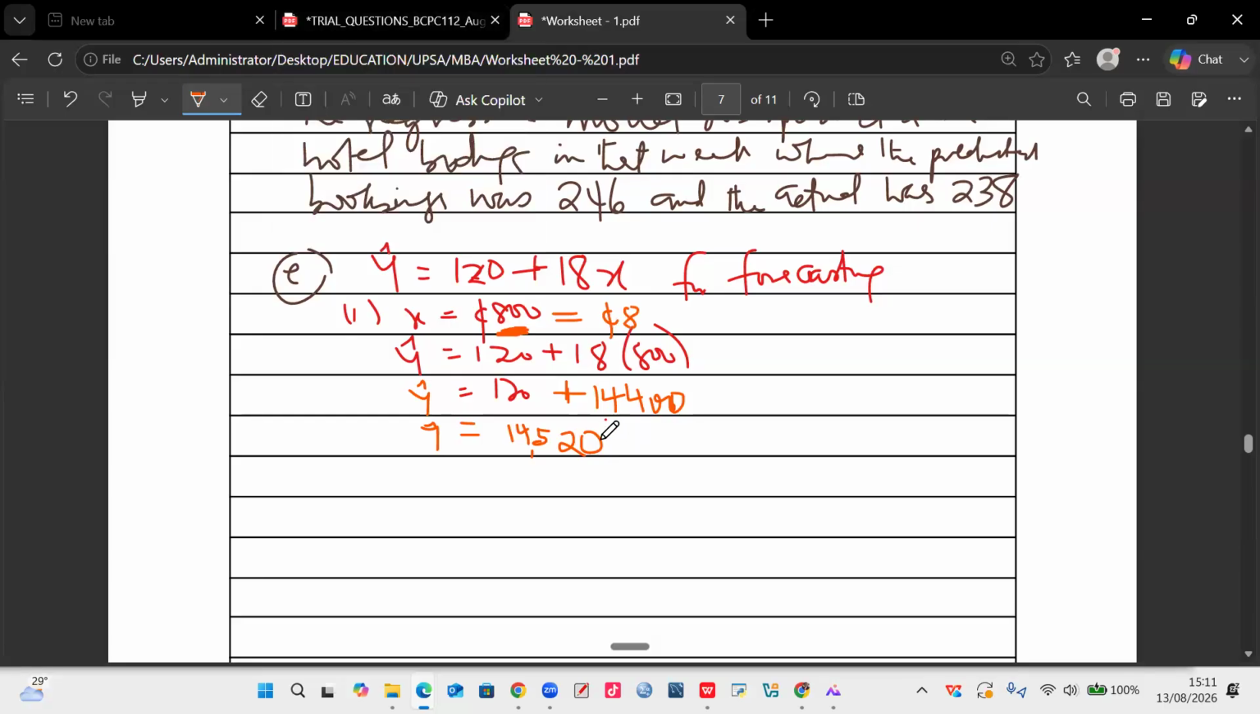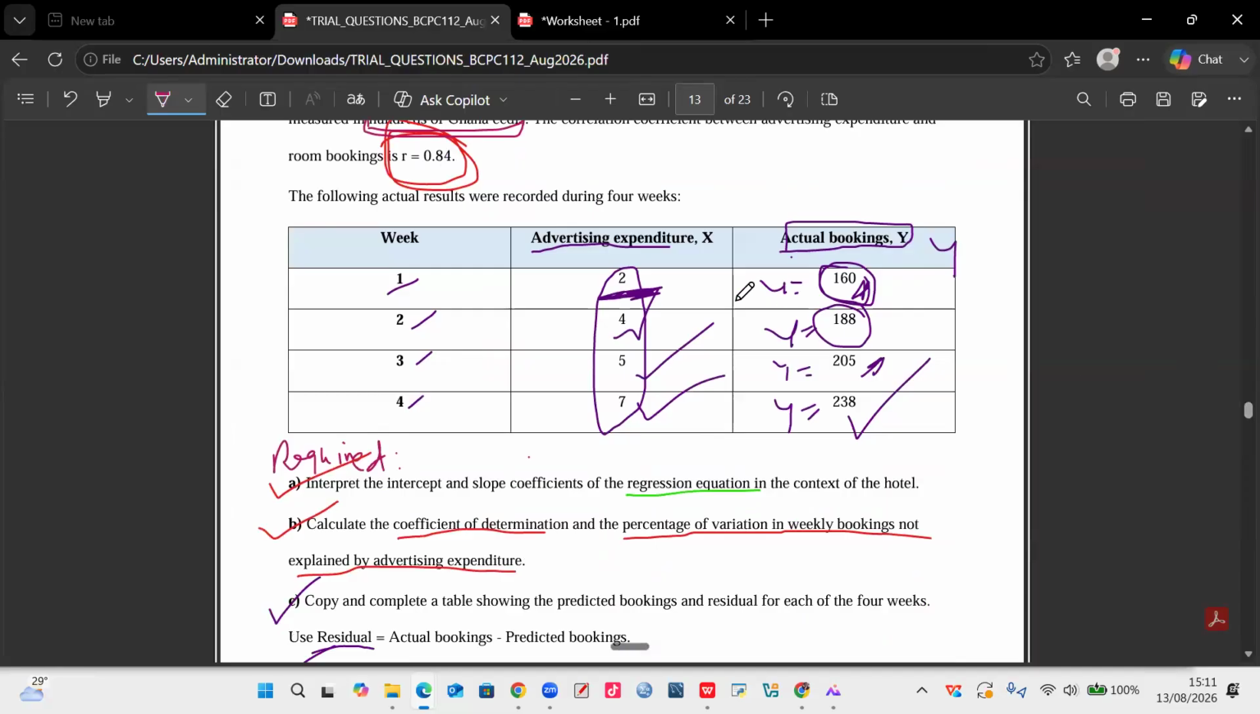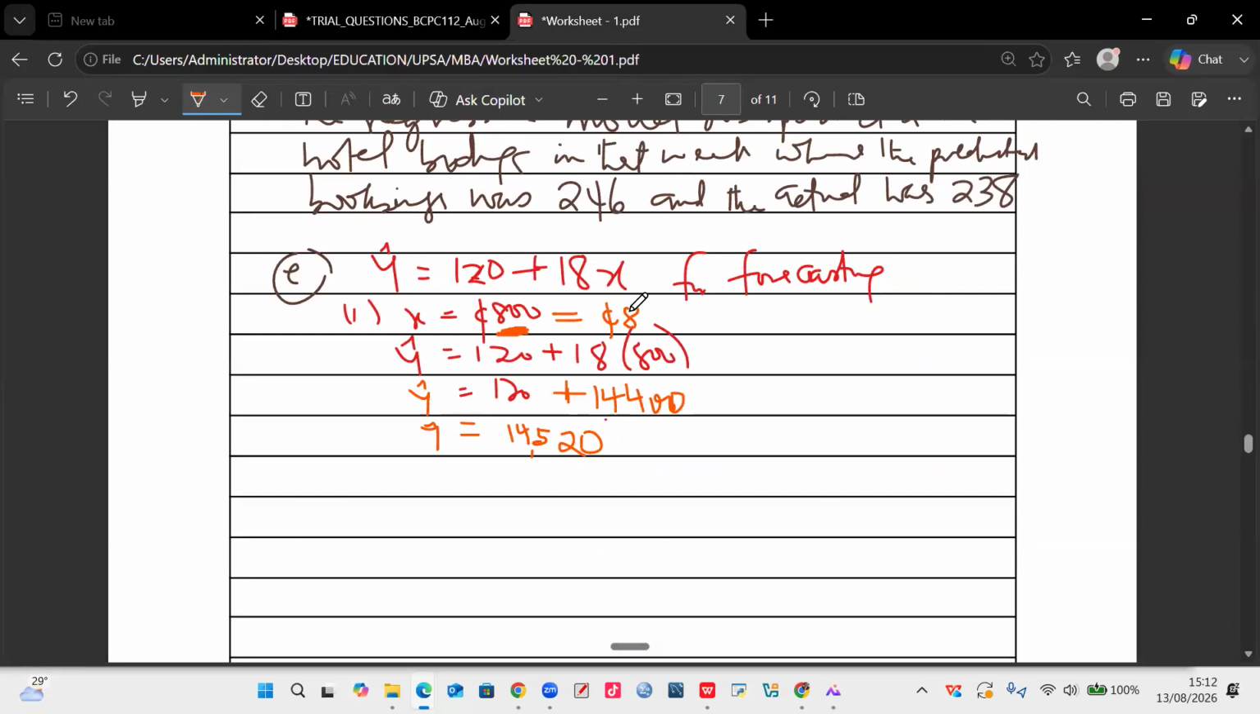The reason I got prompted was because when you look at all the X values from the table, this is 200, this is 400, but they use 2. This is 500, but they use 5. This is 700, but they use 7. Do you get it? Yes, so you have to use 8 instead of 800.